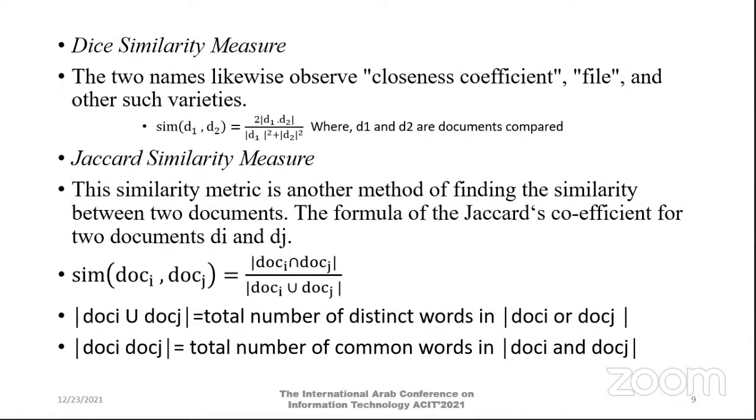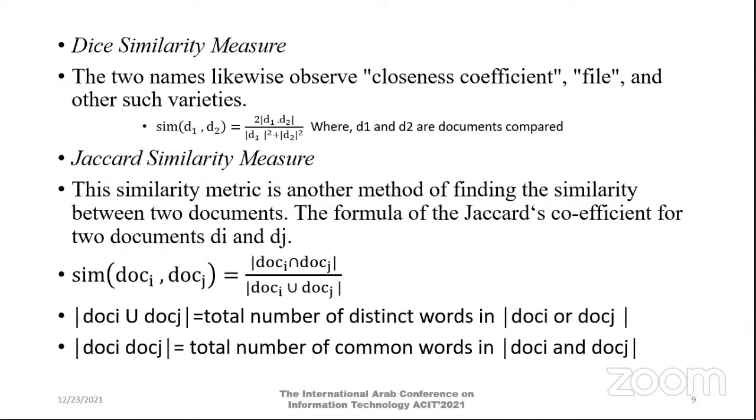Here we observe the closeness coefficients between the two varieties. When comparing two documents, D1 and D2, we take these two documents to find the dice similarity measure. The next one is the Jaccard similarity measure, used to find the similarity between two documents.